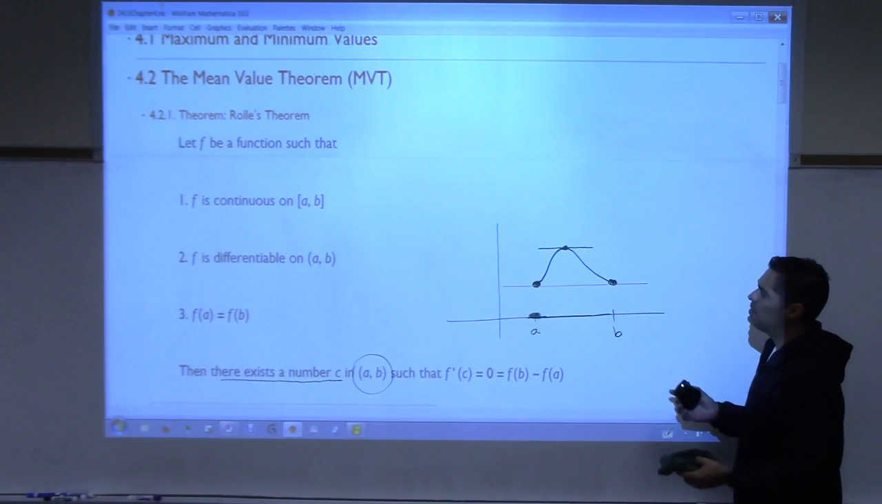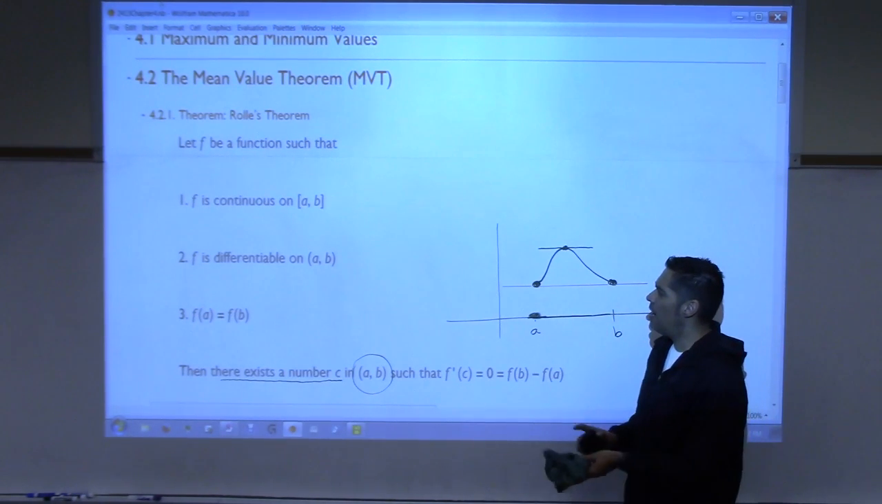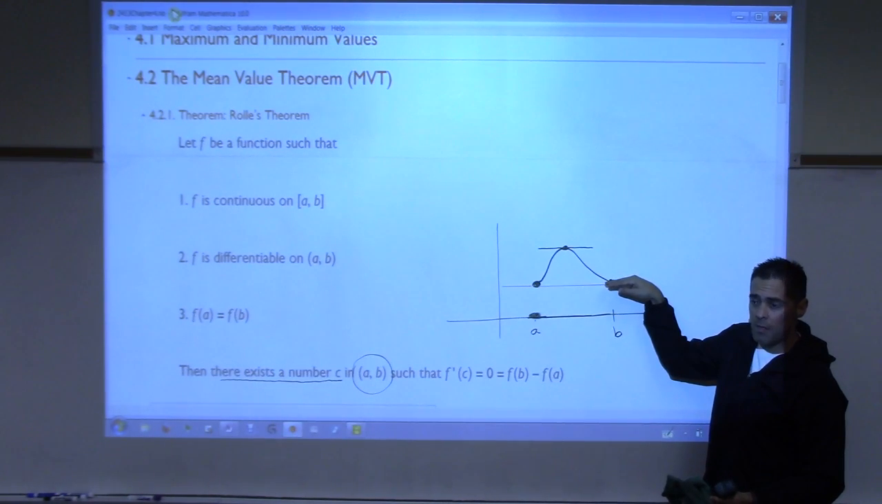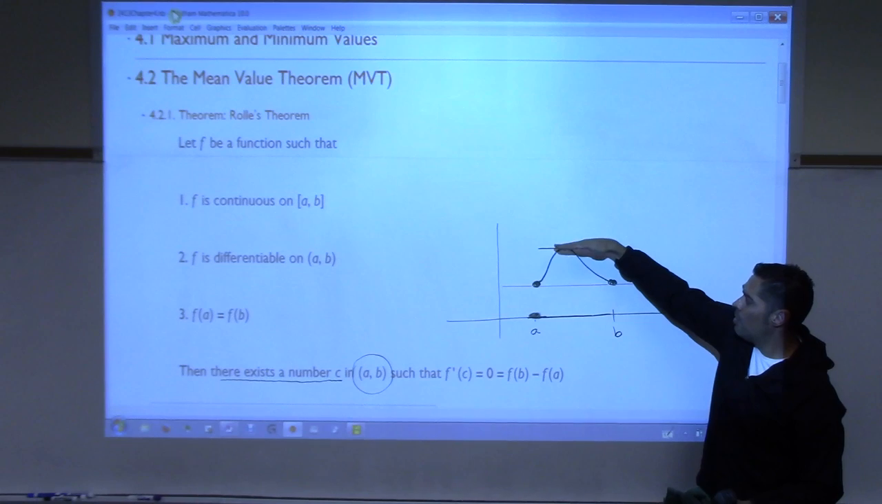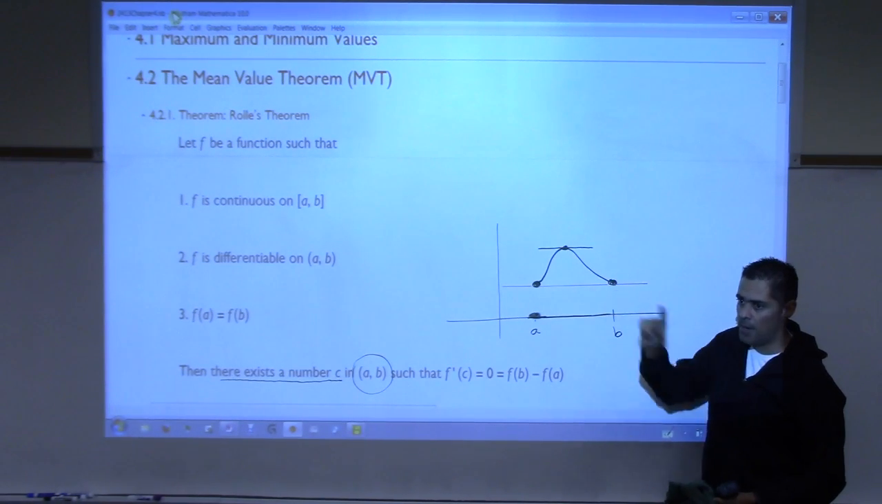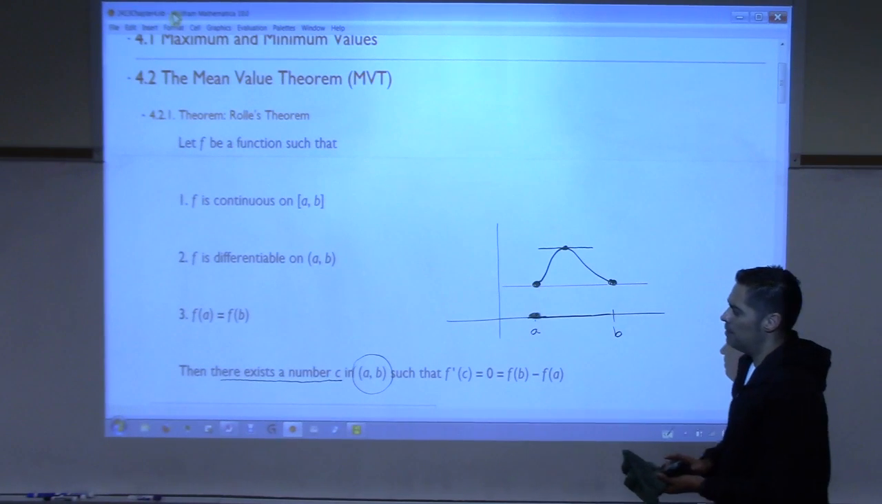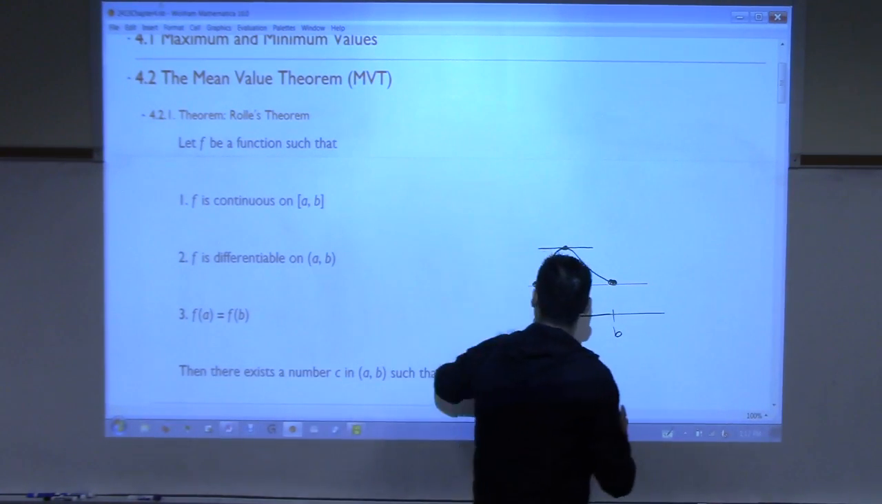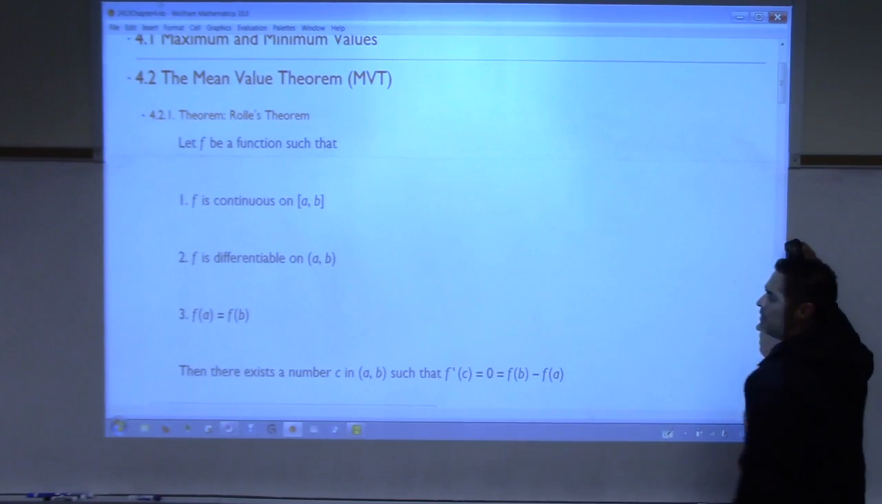That would not apply to this because this is saying that as long as the two endpoints are the same height, then there's got to be a point in here where this is going to run parallel to the line connecting these two. But I think you actually might be leading into the mean value theorem. I'm just not sure I'm interpreting your question. So let me show you the mean value theorem now.